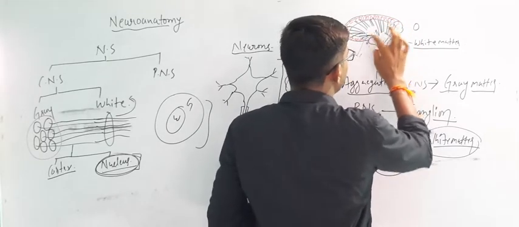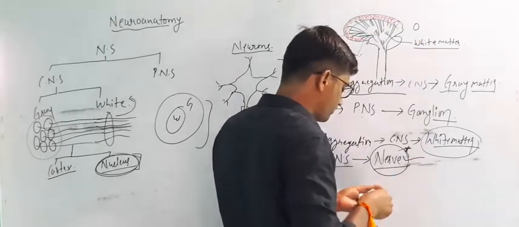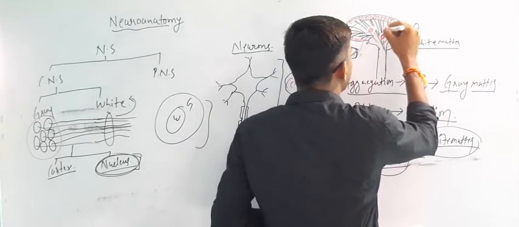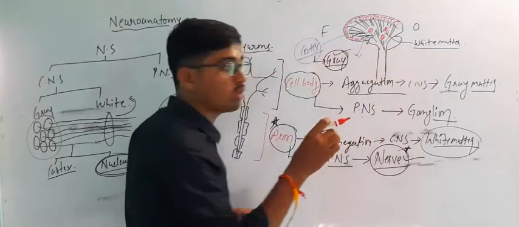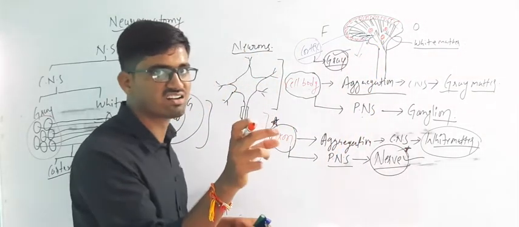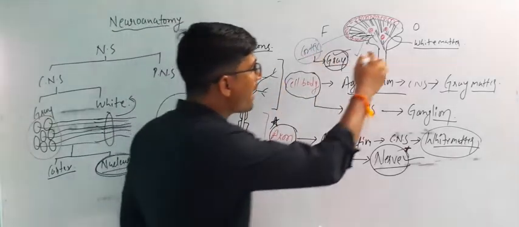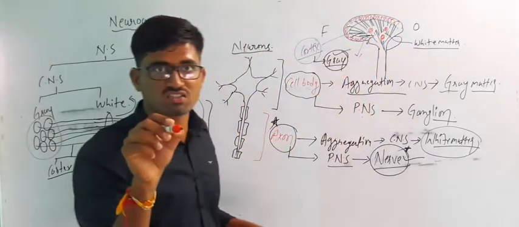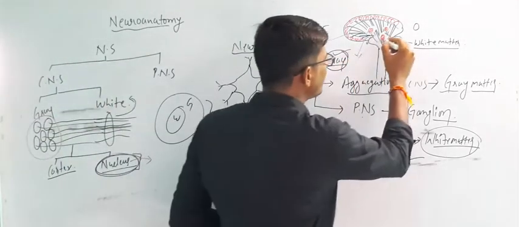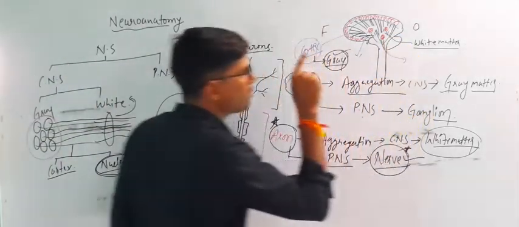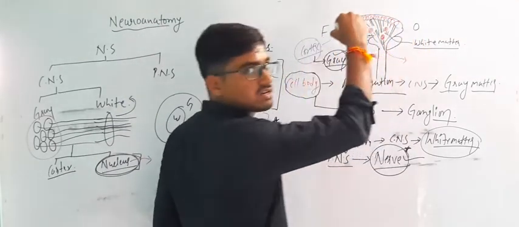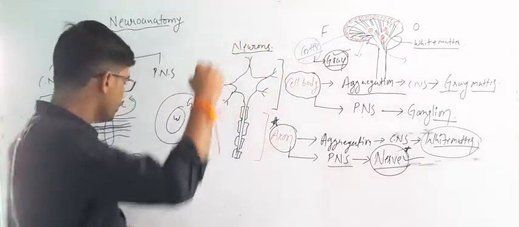Listen carefully. In between white matter, here is the white matter and this is the gray matter. So a piece of gray matter surrounded by white matter is called the nucleus. Right? So here is the nucleus. This piece of gray matter surrounded by white matter is called nucleus.